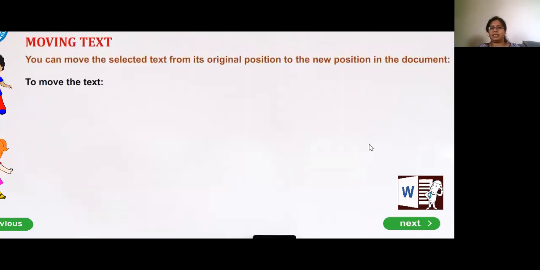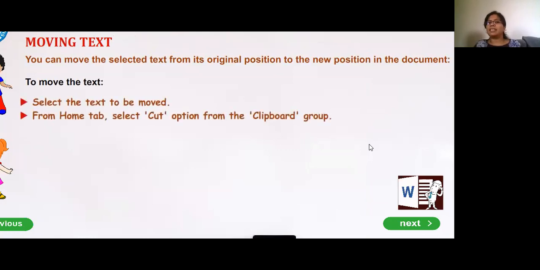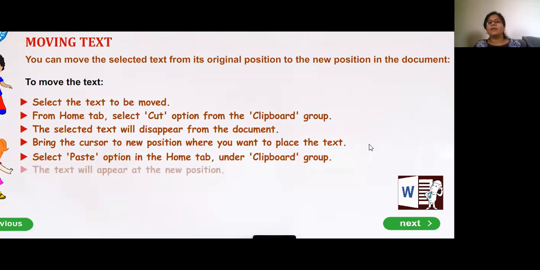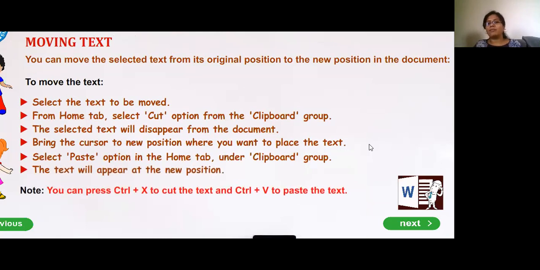Now moving the text. You can move the selected text from the original position to a new position in the document. For that, what are you supposed to do? Select the text to be moved. From the Home tab, select the Cut option from the Clipboard group, then the selected text will disappear from your document. Bring the cursor to the new position where you want to place the text. Select the Paste option in the Home tab under the Clipboard group, and the text will appear at the new position. Or you can also press Ctrl X for cutting the text and Ctrl V for pasting the text.